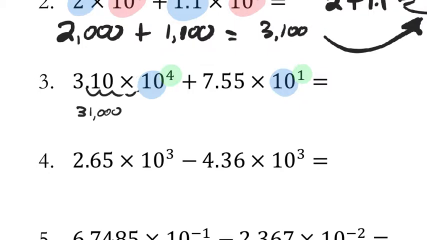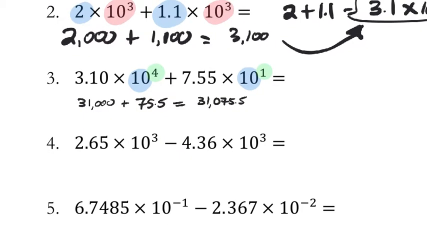Let me erase that out so you can kind of see it. There we go. And then 7.55 times 10 to the first is the same as 7.55 times 10. 7 times 10 is 70. So 7.55 times 10 is going to be 75.5. So you could write it like this. Now you add them together, you get 31,075.5.